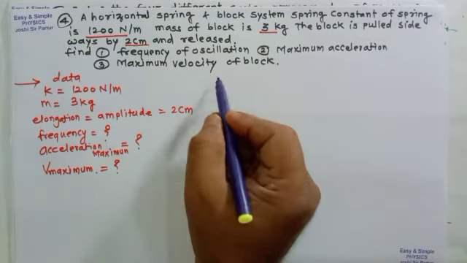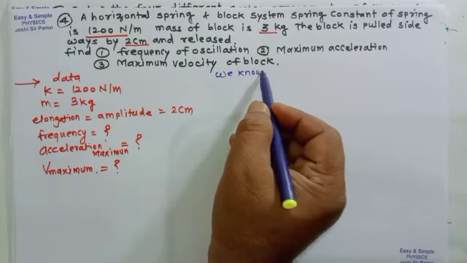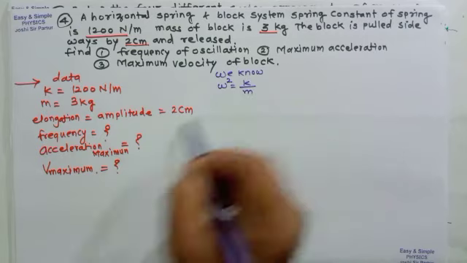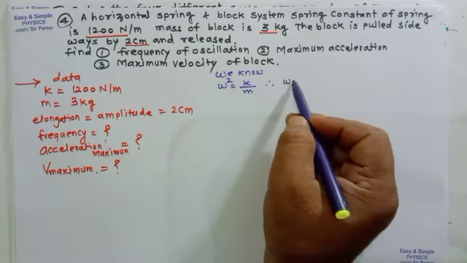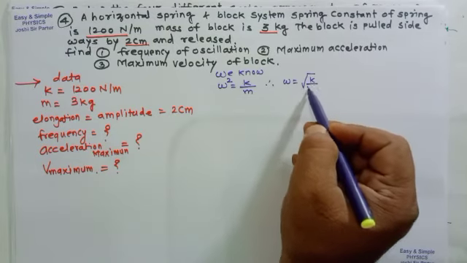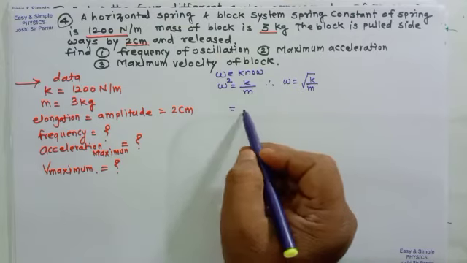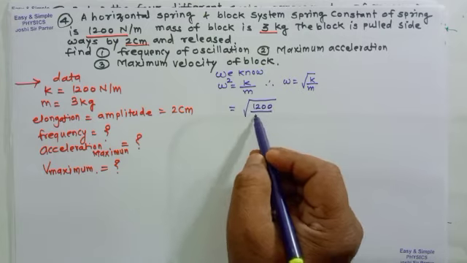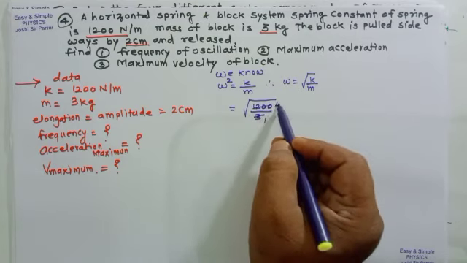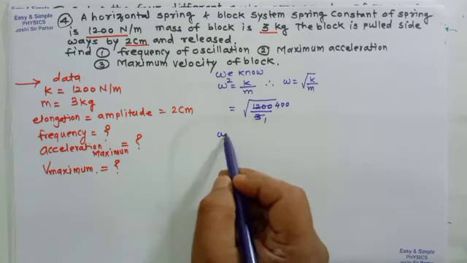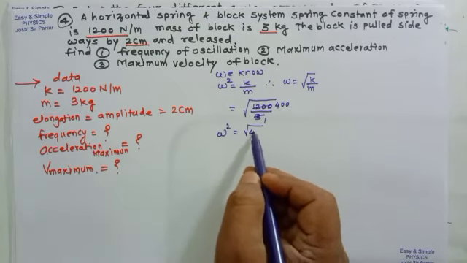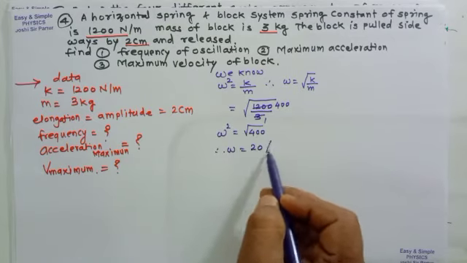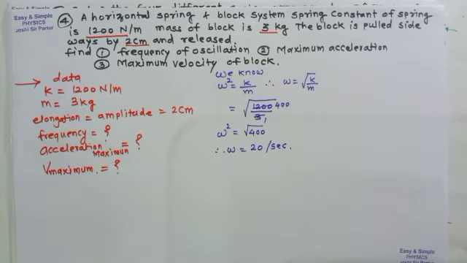First of all, we know omega square is equal to K upon M. So therefore omega will be the square root of K upon M. If we substitute the value of K and the value of M, it will be 1200 upon 3. So their division will be 400. So omega is the square root of 400, and therefore omega will be 20 per second.